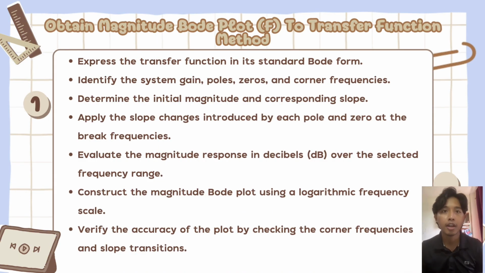Okay, next, I want to explain the magnitude Bode plot from the transfer function method. The magnitude Bode plot is obtained by first expressing the transfer function in its standard Bode form. The system gain, poles, zeros, and break frequencies are then identified. Next, the initial magnitude and slope are determined, and the effect of each pole and zero is applied at the corresponding corner frequency. The magnitude response is calculated over the selected frequency range and plotted on a logarithmic frequency scale. Finally, the complete Bode plot is interpreted to analyze the system frequency response.